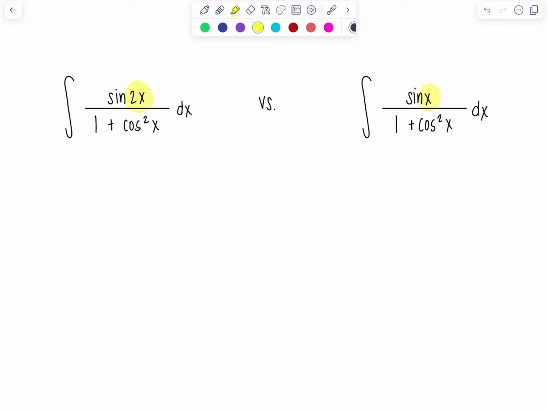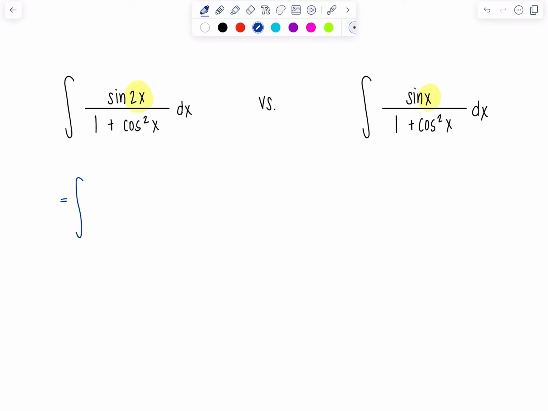With this first integral, I would rewrite sine 2x using the double angle identity. And why would I do that? Because here I have cosine squared x, not 2x. So I'm inclined to switch everything so that all of our trig functions have argument x, not 2x. So I'm going to replace the numerator.